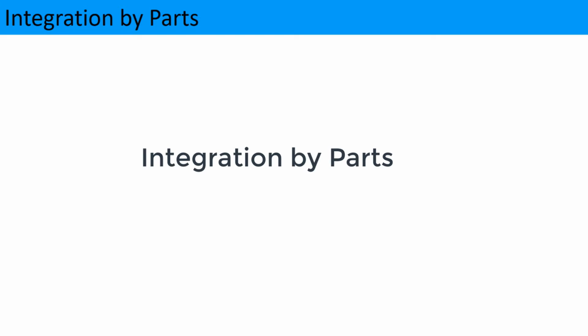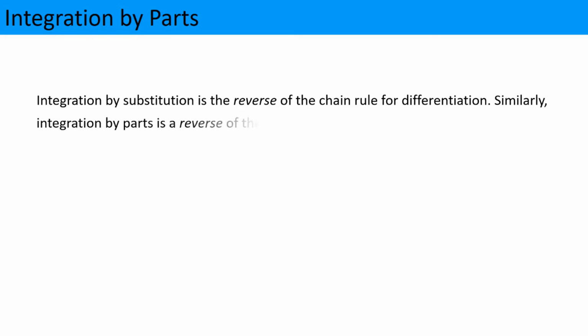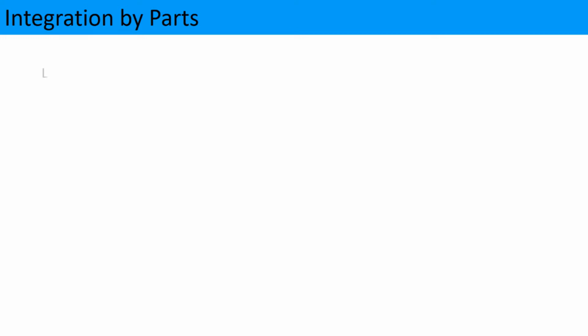Today we're going to learn the skill of integration by parts. Integration by substitution is the reverse of the chain rule for differentiation. Similarly, integration by parts is a reverse of the product rule for differentiation. We have one learning objective for this lesson. It is to be able to integrate by parts.